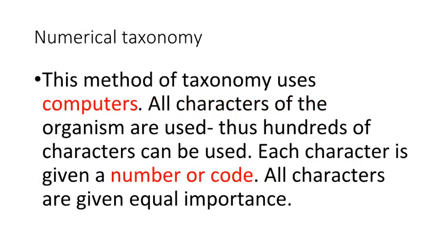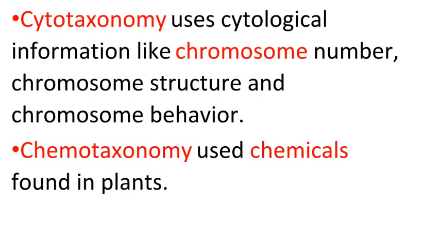Numerical taxonomy. This method of taxonomy uses computers. All characters of the organism are used, thus hundreds of characters can be used. Each character is given a number or code. All characters are given equal importance. Cytotaxonomy uses cytological information like chromosome number, chromosome structure and chromosome behavior. Chemotaxonomy uses chemicals found in plants.